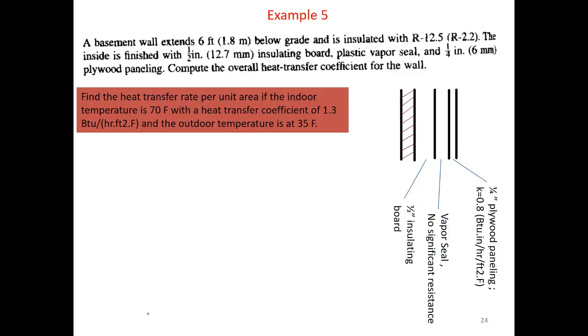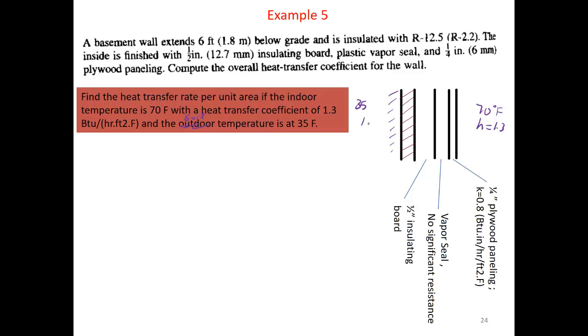Now let's find the heat transfer rate through this combination. If the indoor temperature is 70 Fahrenheit, and I should say actually the soil here, which we can say the outdoor temperature, or just wait a minute. Yes, the soil temperature at 35 Fahrenheit. This has an H of 1.3.